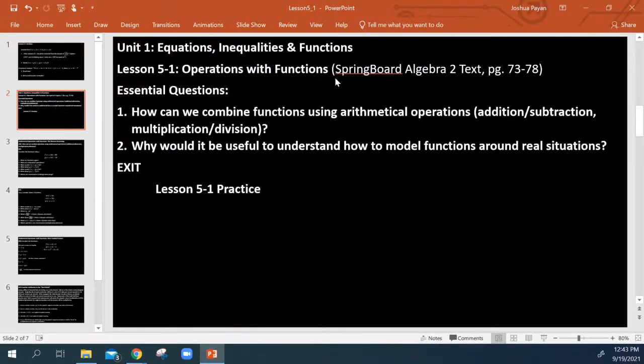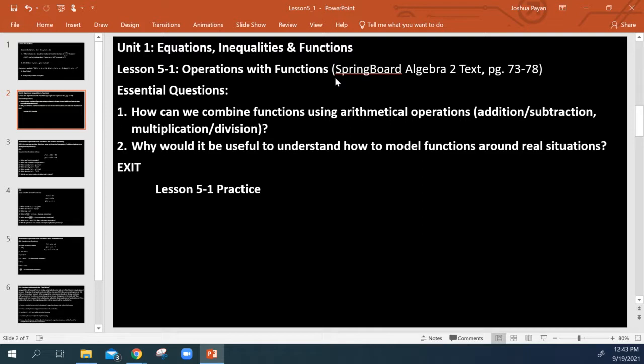All right, children, so this is our lesson 5-1 video. In it, we're going to talk about operations with functions. It's a pretty straightforward concept that just involves stuff that you already super know, combining like terms and the like. And that's really all we're going to talk about in this lesson.